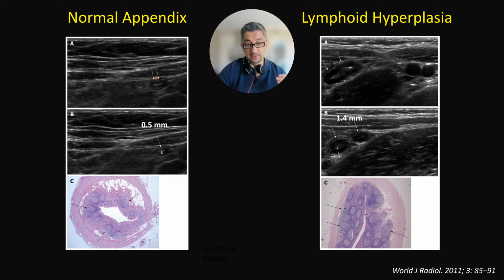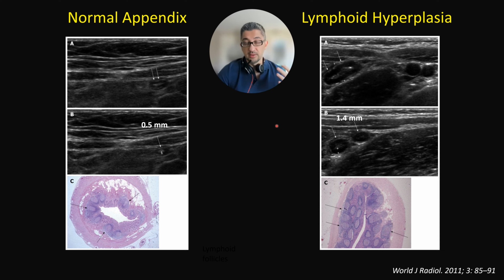As you can see here, there is this normal appendix with the lamina propria layer. This layer consists of lymphatic centers and abundant lymphoid tissue, and it is usually measured under 0.8 millimeter. But when there is lymphoid hyperplasia, then there is proliferation of the lymphatic centers and lymphatic tissue, so that we can see it on the ultrasound as thickening of the inner hypoechoic layer over 0.8 millimeter. This is reversible and this is a physiologic response.